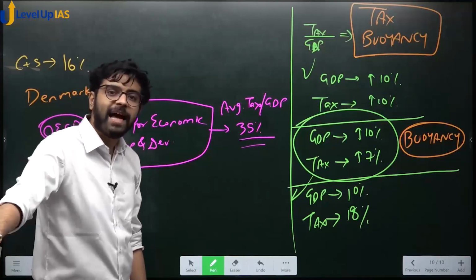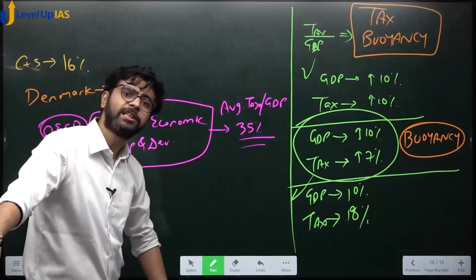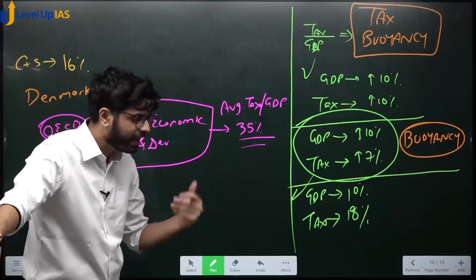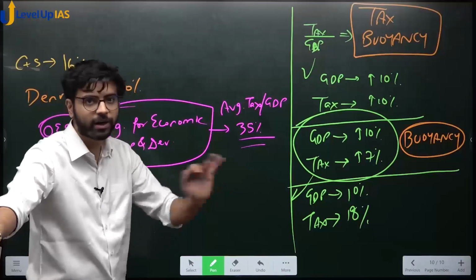So when we say tax is buoyant or buoyant tax revenues, it means we are trying to raise our tax collection more than in proportion to the increase in GDP.